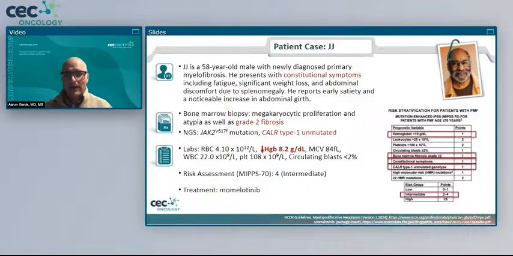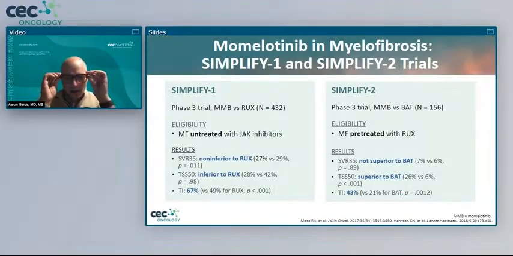And then enter momelotinib. So momelotinib was approved to treat patients who have intermediate 2 or high-risk myelofibrosis who also have anemia. There were 3 large randomized phase 3 trials done with momelotinib, the first being Simplify-1 and the second being Simplify-2. Simplify-1 was the classic oncology trial that you always want to see. Drug A versus drug B. What's better, right? So Simplify-1 was a randomized phase 3 trial comparing momelotinib versus ruxolitinib in previously untreated patients.